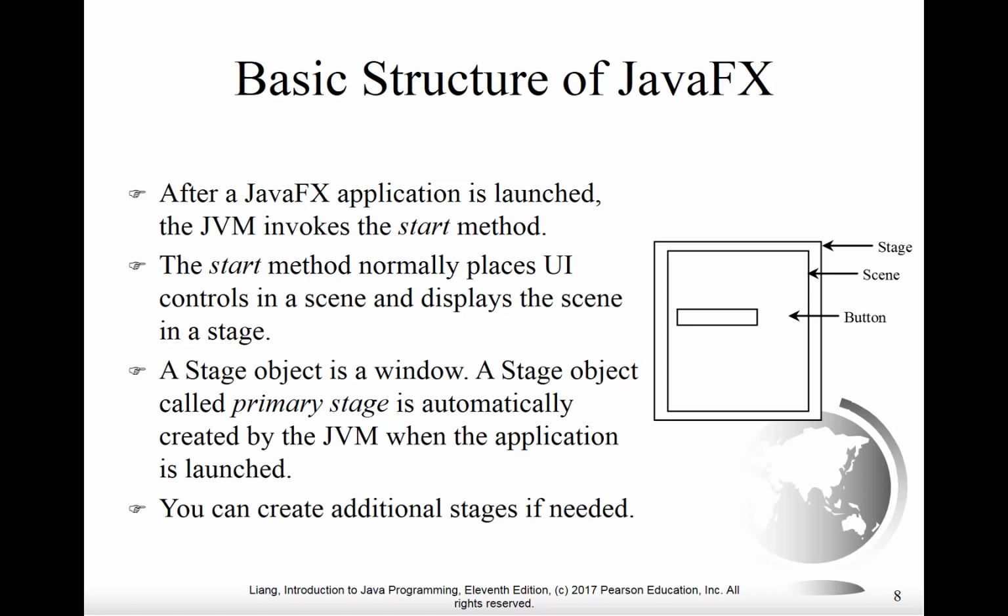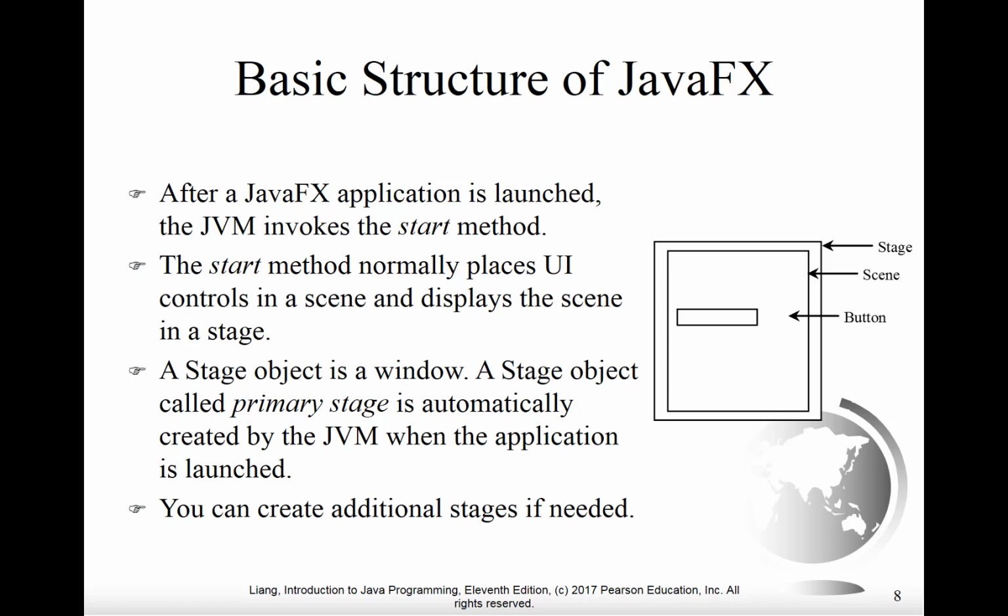The stage object is essentially a window that appears on the screen. There's a sort of theater analogy here, where we have a scene that's put on a stage and we put actors on the scene, and those actors are essentially the panes and buttons and other things that can go inside of panes that go into the scene.